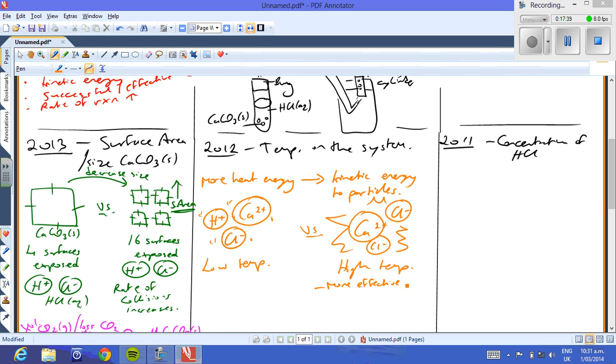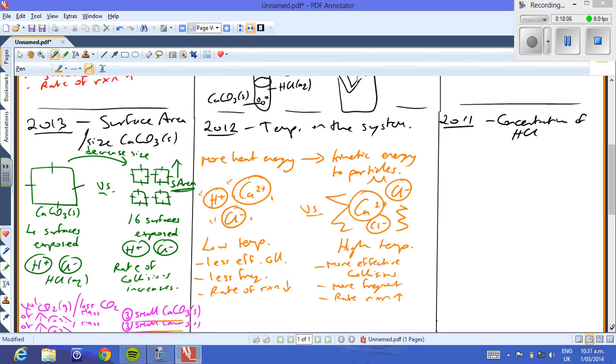More effective collisions are more frequent, and therefore the rate of the reaction increases. And then it's the opposite scenario for the low temperature. You have less effective collisions, they're less frequent, and therefore the rate of reaction will decrease.